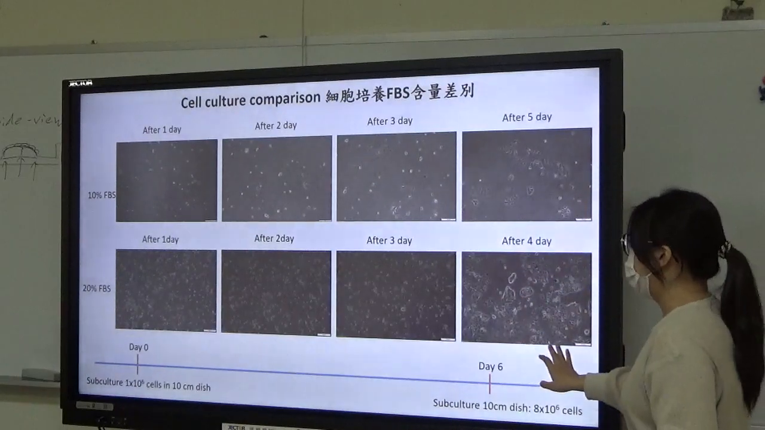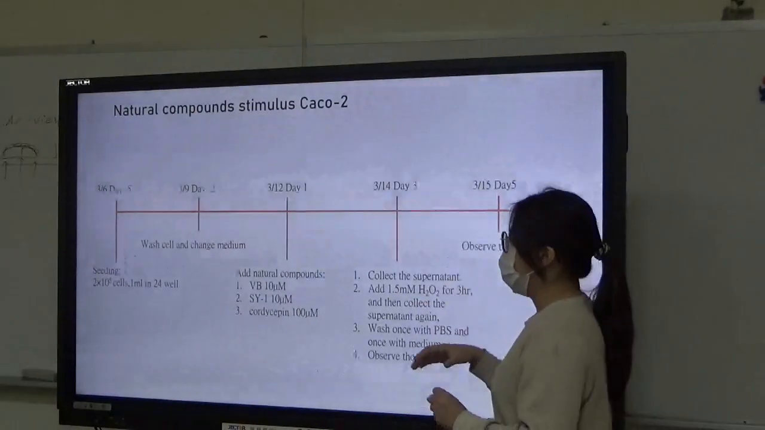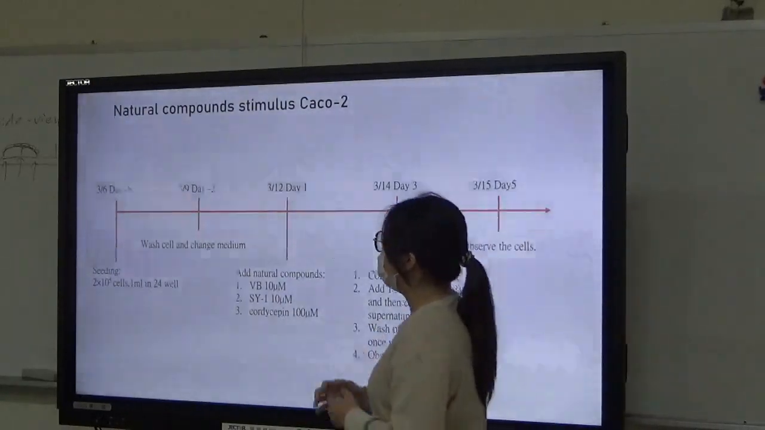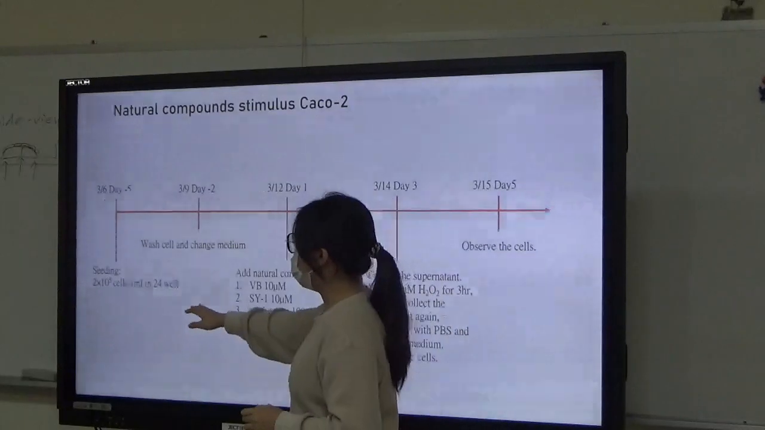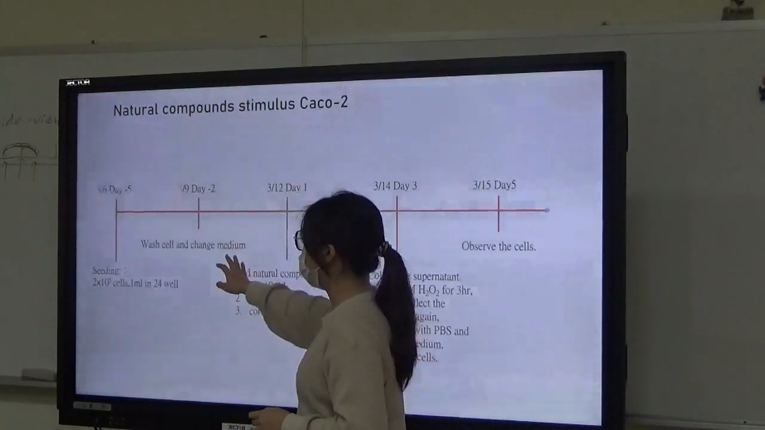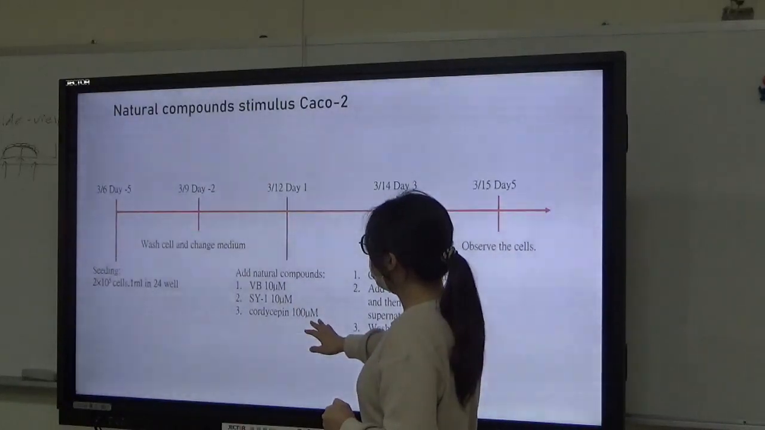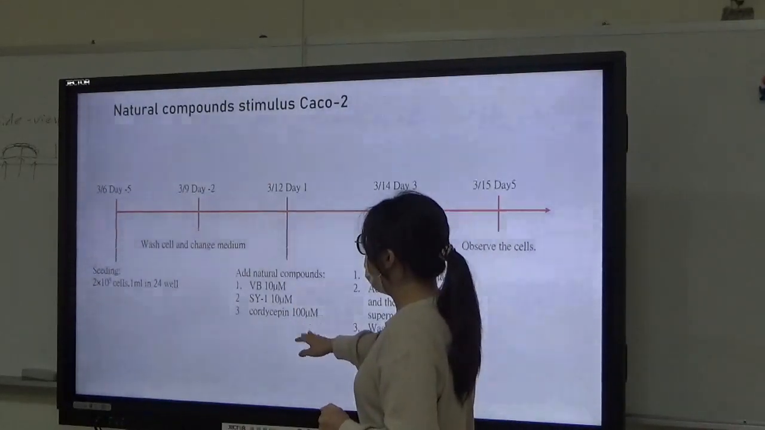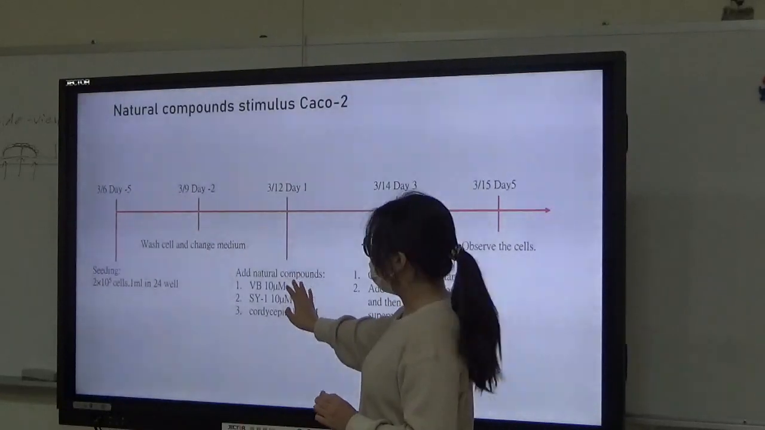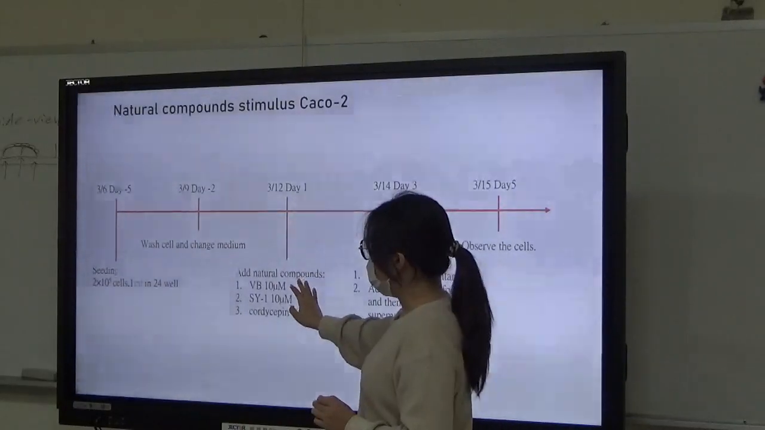Then this is another experiment: natural compounds stimulate Caco-2 cells. At day -5 we seed, and after 3 days we wash the cells and change the medium. Then at day 1 we add the 3 natural compounds per well.